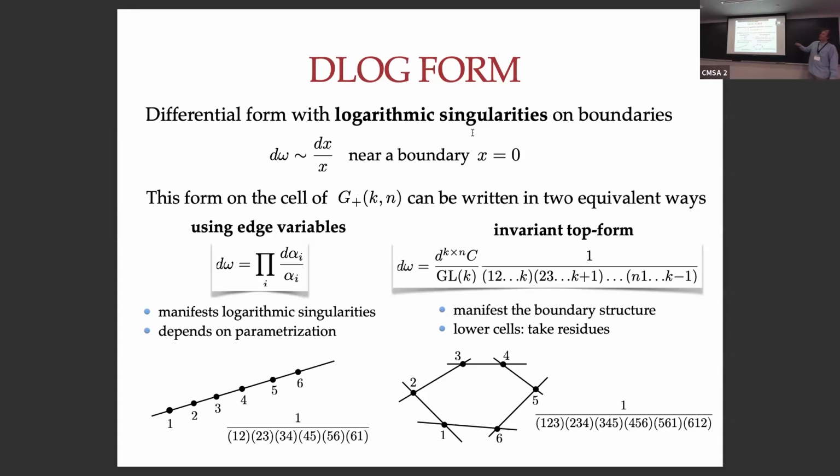And this form on the cell in the positive Grassmannian can be written in two equivalent ways. One is using these H variables, which are these parameters on the plane graphs. And it's just a wedge product of all d alpha over alpha for all these variables. You can also rewrite it in a way which is not fixing the gauge of the C matrix using certain H variables. You can also write it in some unfixed way when you kind of unparameterize the parameterization that you did for the positive Grassmannian. Okay, so this way makes manifest that all the singularities are logarithmic, but depends on parameterization. This makes manifest what are all the boundaries of the geometry, because they show up as poles in this form.